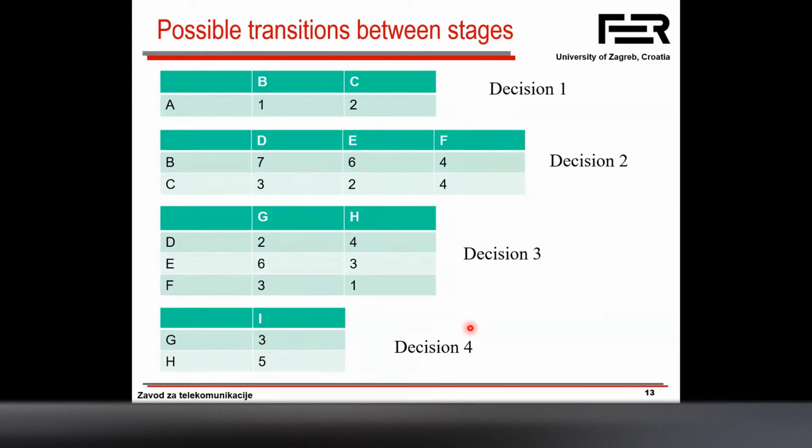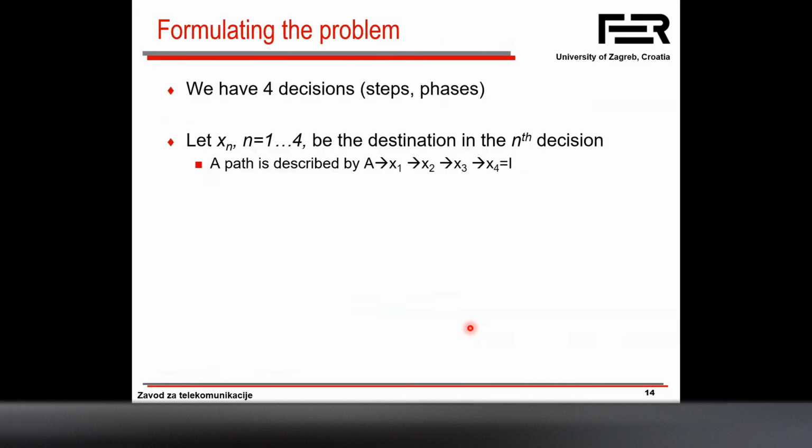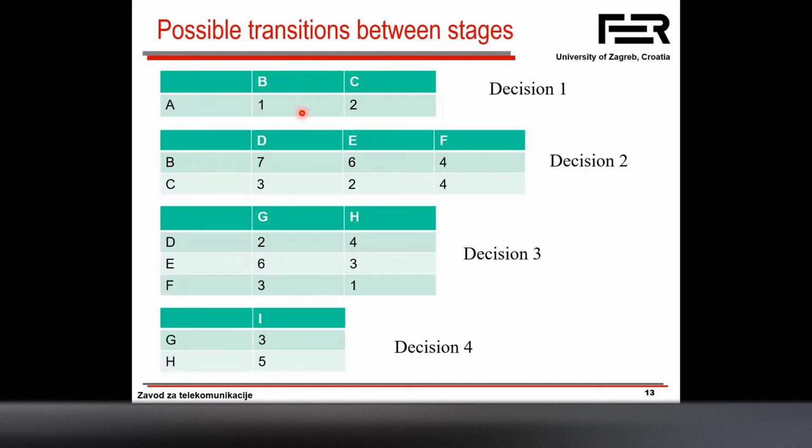There's a whole bunch of slides now. I'm going to just quickly show a few of the slides, but then let you go through them offline. But what we want to say is that we have four decisions we need to make, or steps or phases. Let xn be the destination, so 1, 2, 3, or 4, the destination in the nth decision. So we describe our path as: I start with A, I end with I, and now I need to get from A to I. So going from A to a certain node, we'll call that x1. That will be our decision, or our destination in the first step going back. That's going to be either B or C.